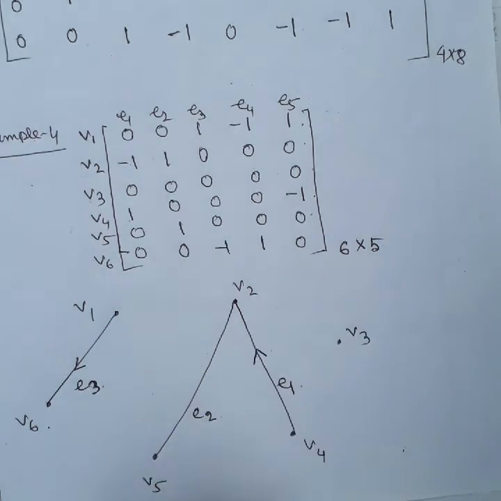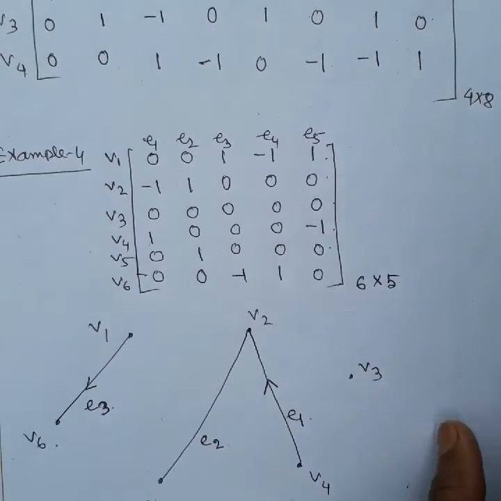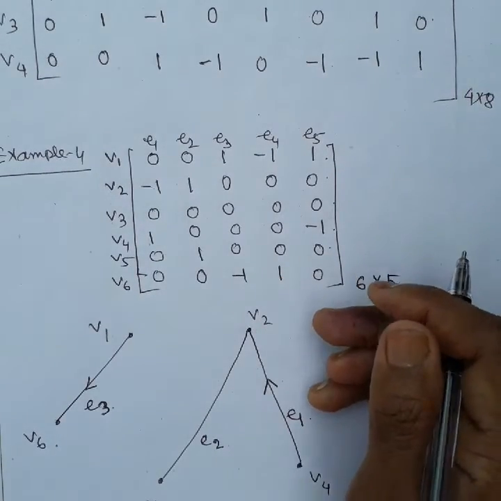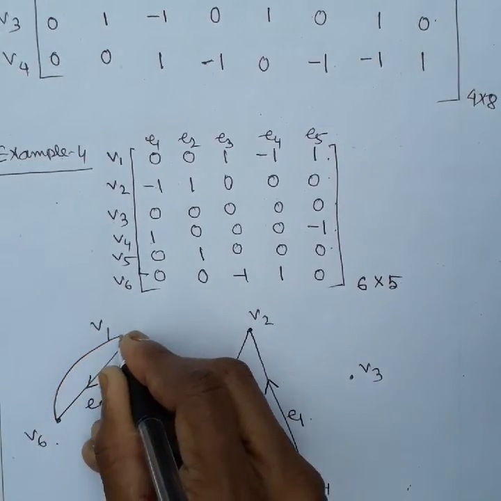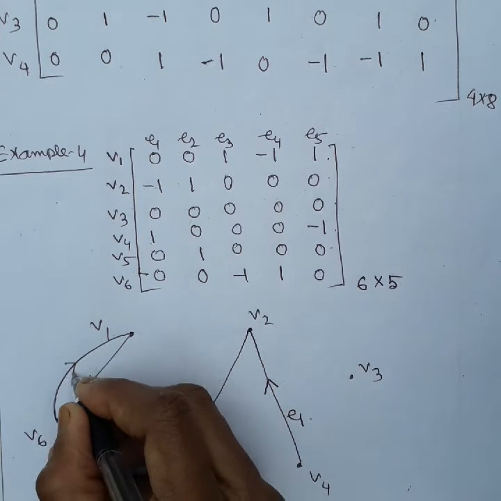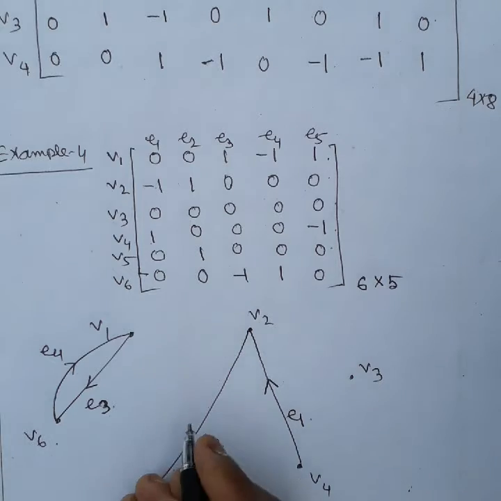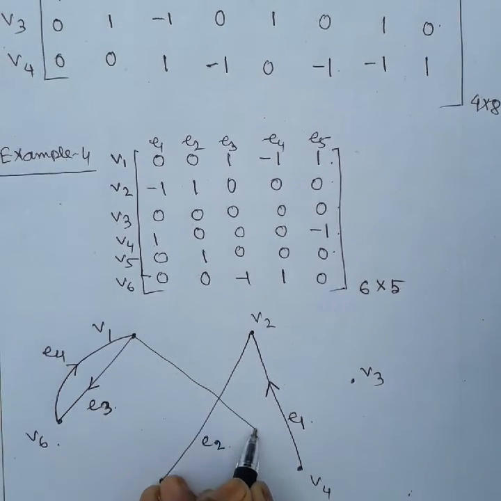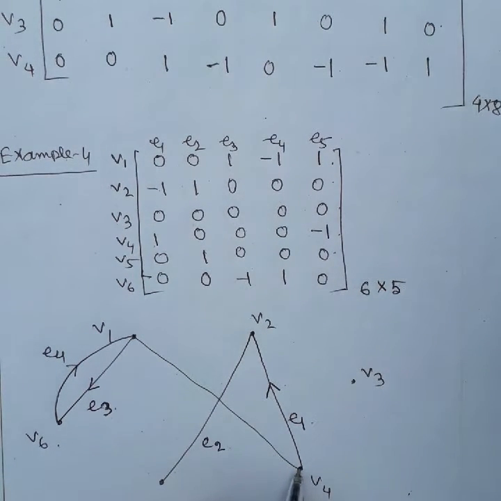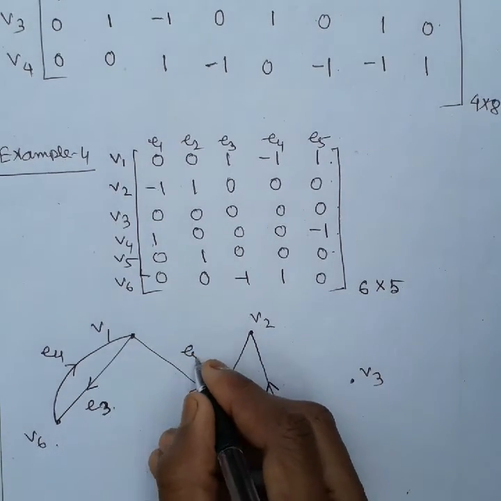E3, because V6 position is -1. E4 is also the same between V1 and V6, and here V1 position is -1, that means direction towards V1, and this is E4, so it's the parallel edge. Now E5 is in between V1 and V4, this one, and here V4 is -1, that means direction towards V4. This is E5.